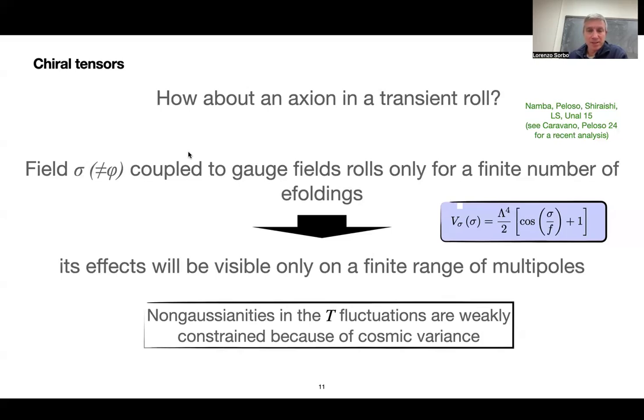Now, the strong constraints on non-Gaussianities are valid in the regime in which these non-Gaussian contributions are scale invariant or quasi-scale invariant. But they become very weak when the non-Gaussian contribution is only around a finite number of multipoles in the CMB. So if these photons are around only for a few number of e-foldings, this effect can be confined to a finite number of multipoles in the CMB, and this can lead to observable effects without violating the constraints from non-Gaussianities.